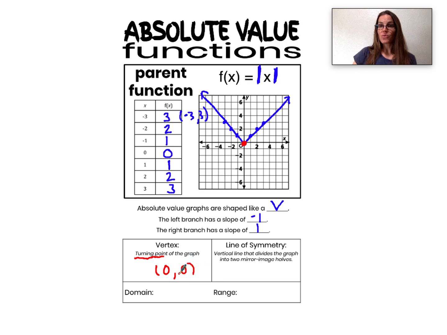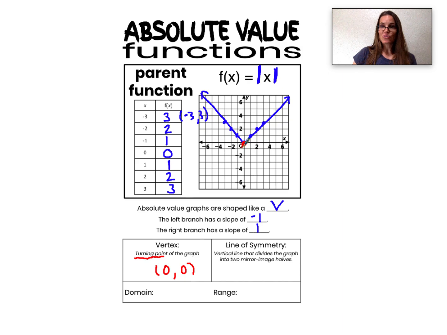For the absolute value parent function, the vertex is the point 0, 0. The vertex will always be an ordered pair like this. So there should be parentheses, x, comma, y, and parentheses. This, just like the left and right branch slopes, is a characteristic of this exact graph, the absolute value parent function. The vertex is 0, 0.